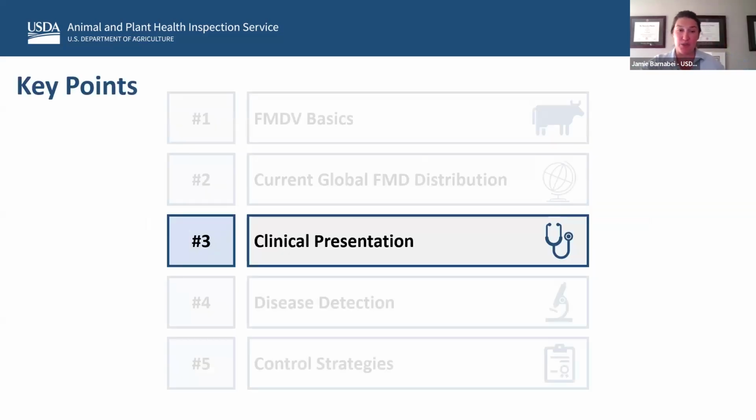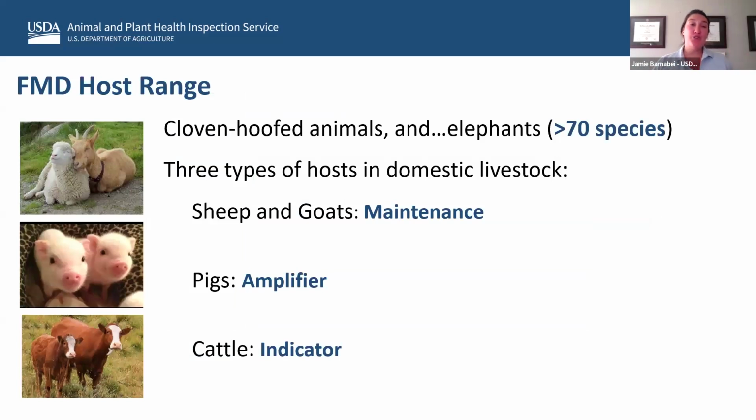We're going to talk about the clinical presentation. So our host strains for FMD, we've talked about how the virus itself has a lot of pathogen diversity. Well, unfortunately for us, the host range is also very diverse. So all cloven-hooved animals, which means two hooves, if you're doing the Spock kind of thing, and elephants. But when all is said and done, more than 70 different species are susceptible to foot and mouth disease virus. That's terrifying from a control perspective, right? That's wildlife in addition to our domestic species.